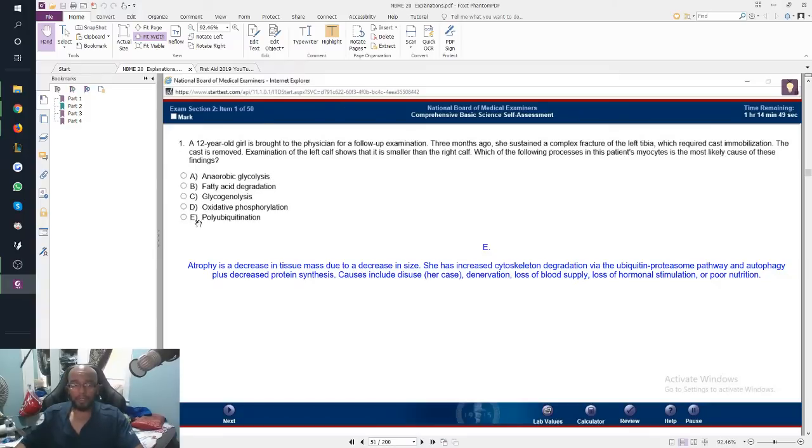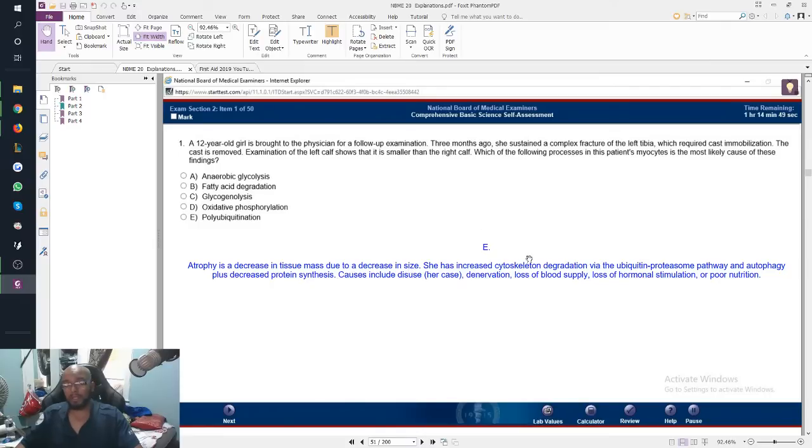So the correct answer here was polyubiquitination, but if you look at all the answer choices, anaerobic glycolysis, fatty acid degradation, glycogenolysis, and oxidative phosphorylation, these are all ways that you kind of make energy, right? Why did that person's leg become smaller? The one calf that was in a cast, why did it become smaller? It was just atrophy. Atrophy is a decrease in tissue mass due to decrease in size.